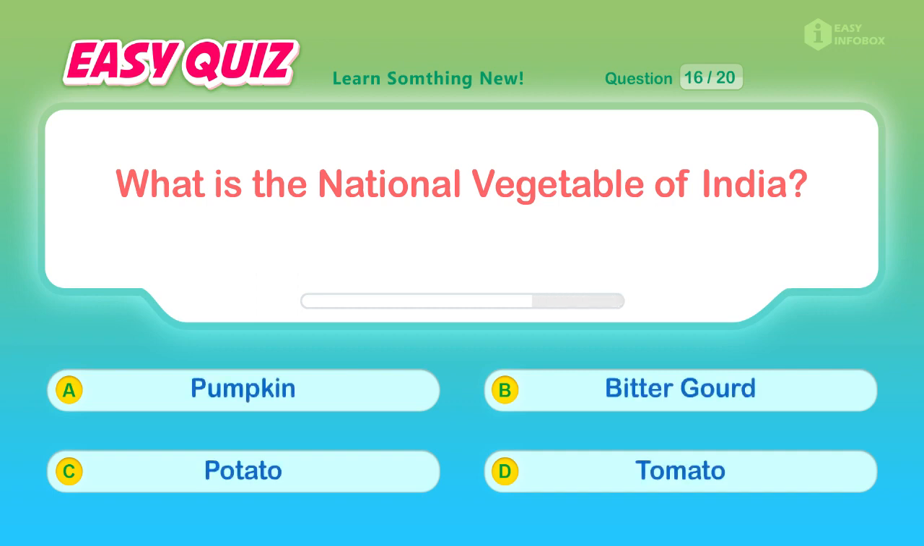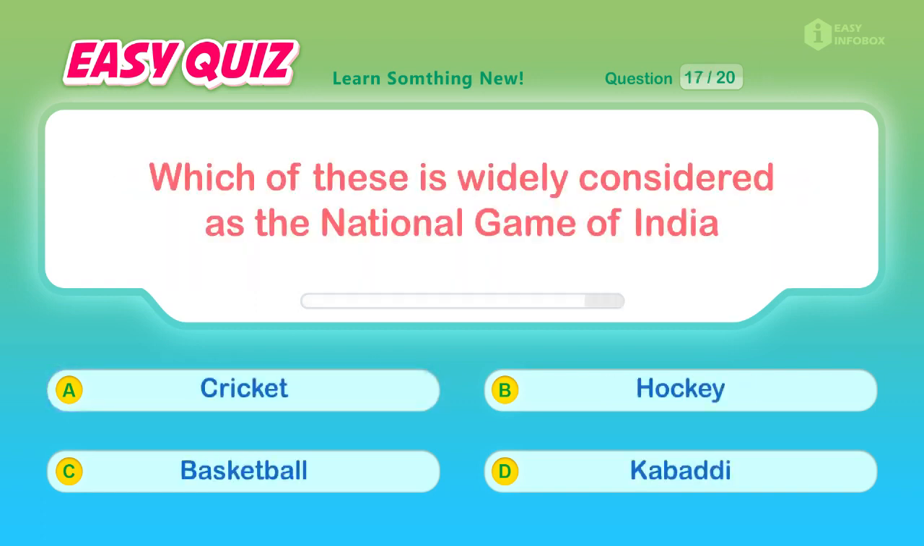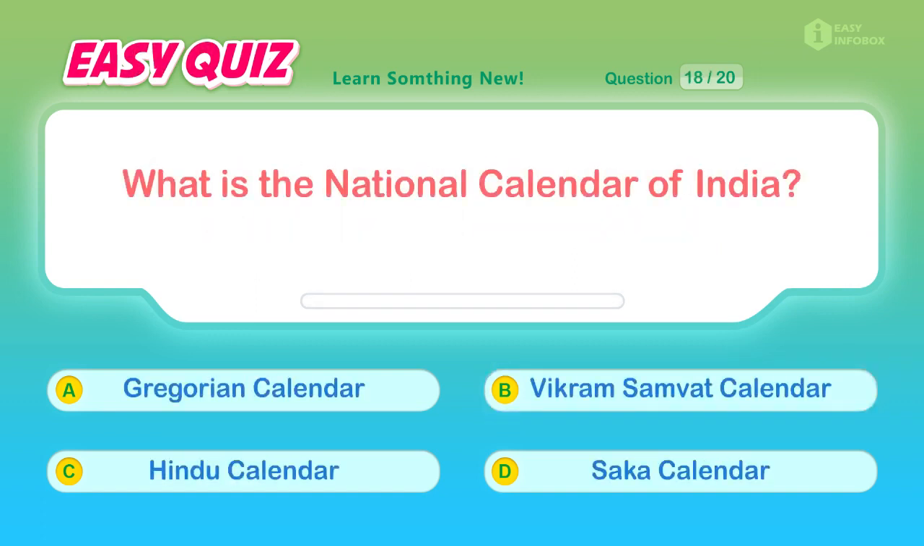What is the national vegetable of India? Pumpkin. Which of these is widely considered as the national game of India? What is the national calendar of India? Saka calendar.